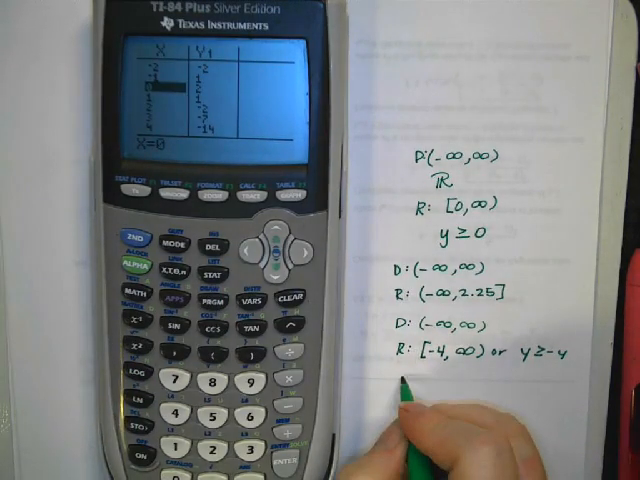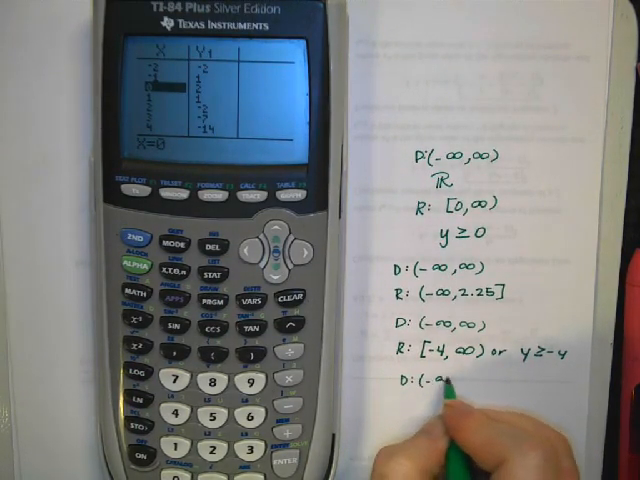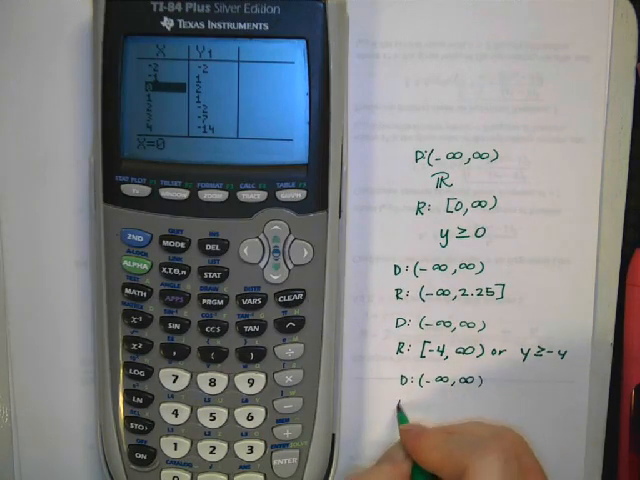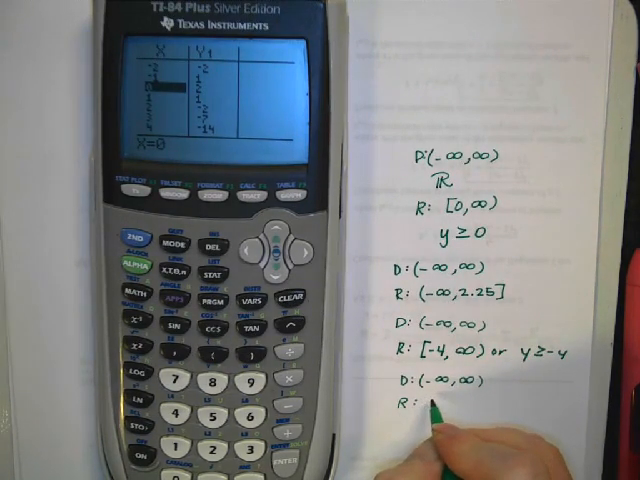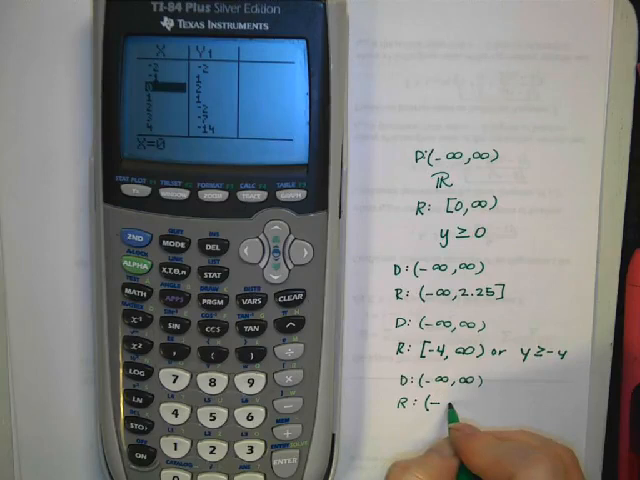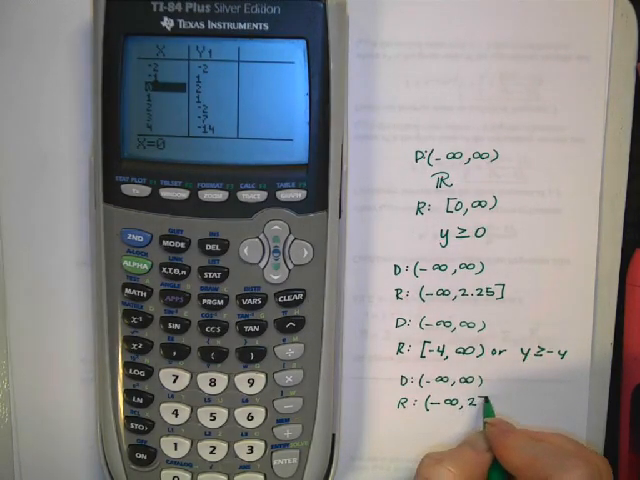So my domain is negative infinity to positive infinity again. And this time my range, remember you always start with the smallest value. So it goes down forever to negative infinity. And then the highest point of this thing is at 2. And so that's a bracket.